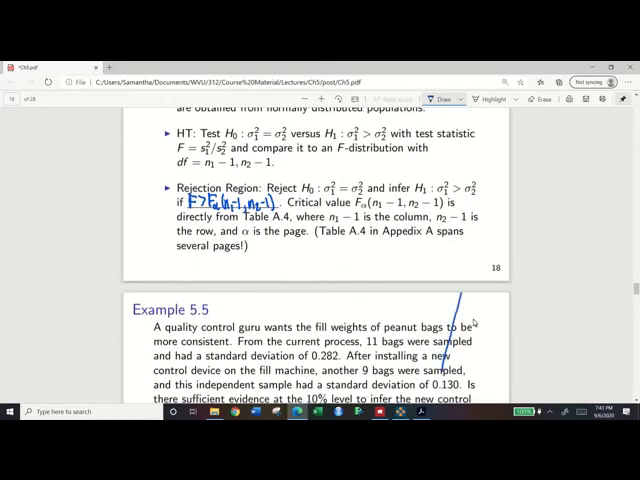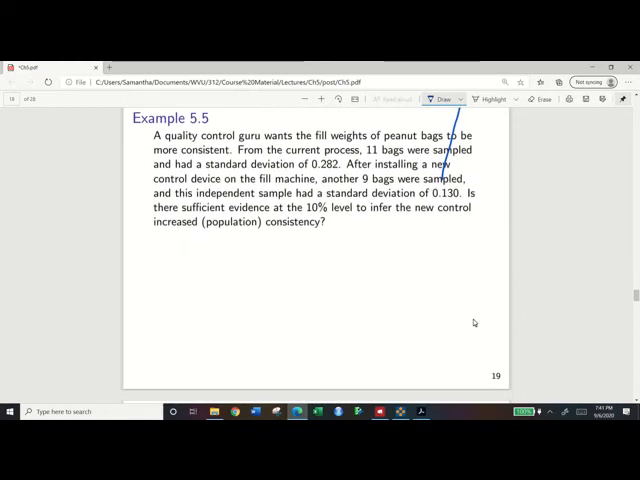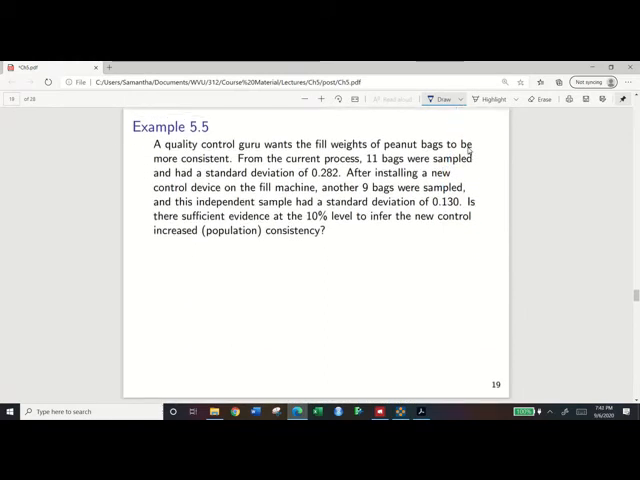So let's take a quick example of this. And I apologize, I keep accidentally writing. All right, so a quality control guru wants to fill weights of peanut bags to be more consistent. Remember that word consistent implies variability. From the current process, 11 bags were sampled and had a standard deviation of 0.282.